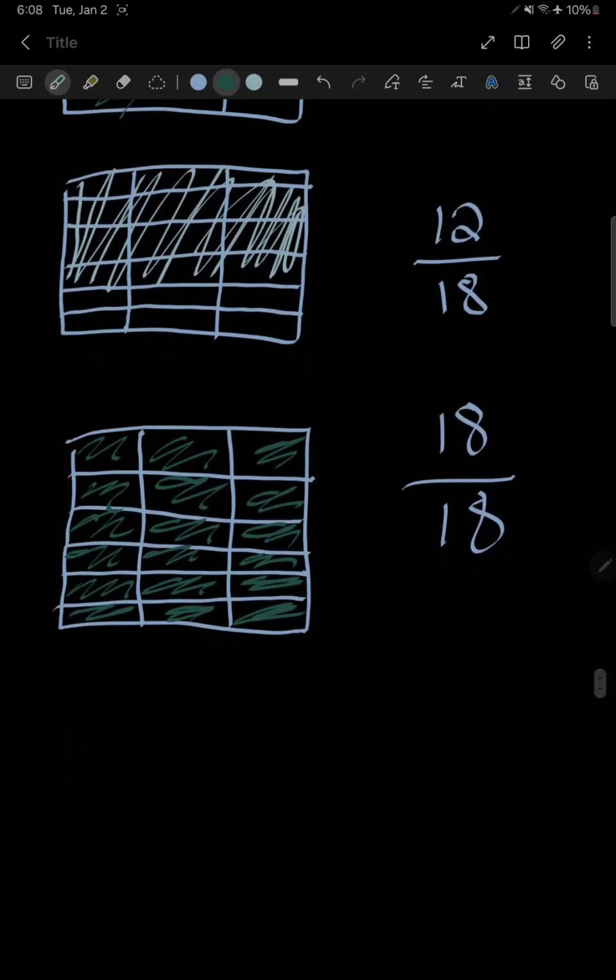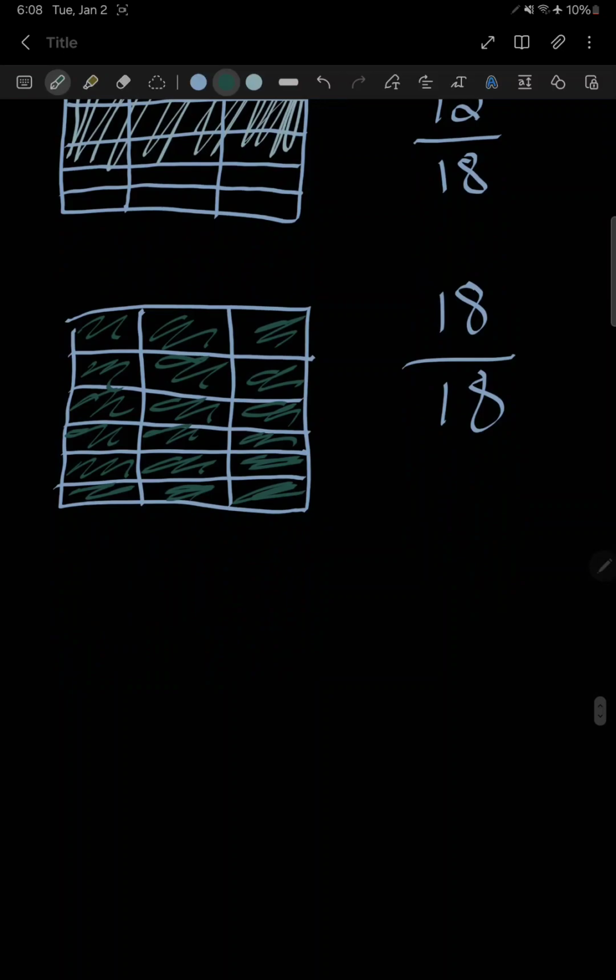So you can see here that I didn't run out of room. We can name this 18 18ths. There's nothing wrong with that. But we can also see that we have one full rectangle shaded in, which means that 18 18ths is the exact same thing as one whole. Just like that.